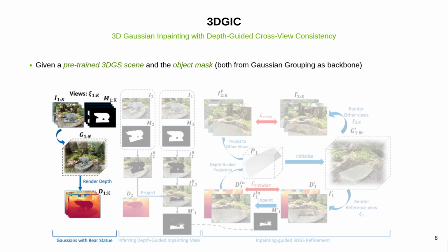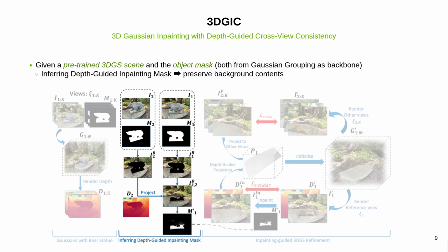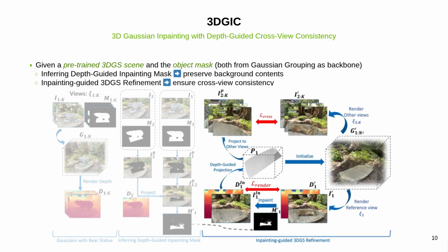Take the bear scene as an example. We use the multi-view images to obtain a pre-trained 3DGS scene with Gaussian Grouping as backbone, and the object mask is also obtained from the segmentation results of Gaussian Grouping. We also render a depth map for each view for further usage. Specifically, we design an inferring depth-guided inpainting mask process to obtain inpainting masks that preserve background contents using depth-guided projection. We also design an inpainting-guided 3DGS refinement that takes a single view's 2D inpainting result as reference to ensure cross-view consistency. I will detail each of these two components.